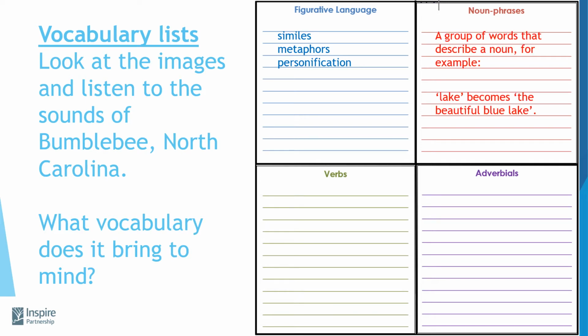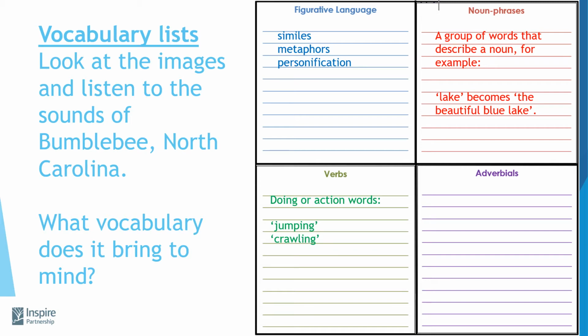Noun phrases. A group of words that describe a noun. So for example, the word lake is a noun. That's the name of a body of water. But when we add some other words to it, we extend the phrase so it becomes something like the beautiful blue lake. So we're going to be looking at you to generate not just simple nouns, but noun phrases that can describe the things that we're seeing and hearing.